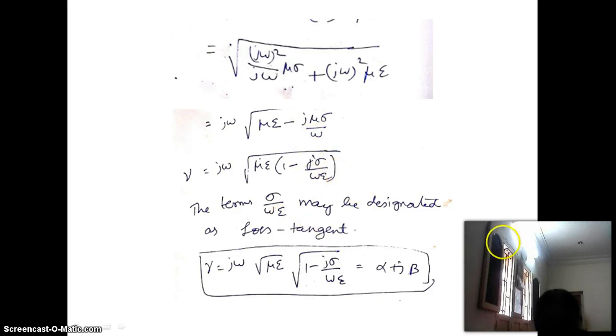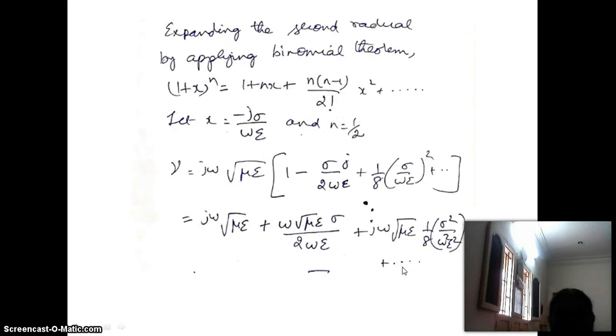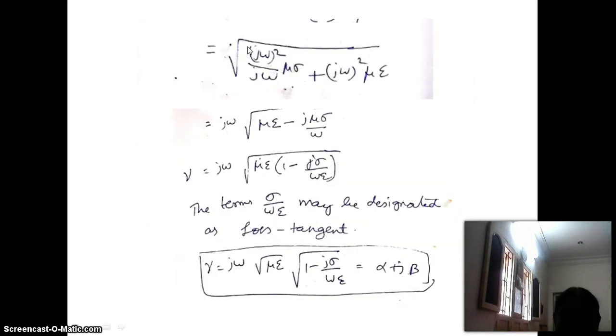The term sigma by omega epsilon may be designated as the loss tangent. So, we can represent gamma equal to j omega root of mu epsilon, taking root mu epsilon outside, into root of 1 minus j sigma by omega epsilon, which is equal to alpha plus j beta. By applying the binomial theorem to the second radical, that is 1 minus j sigma by omega epsilon the whole power half.